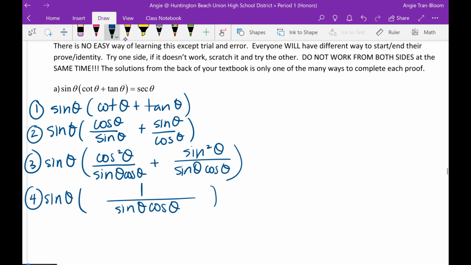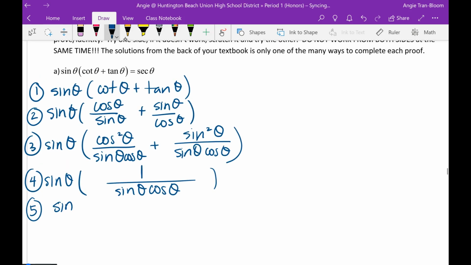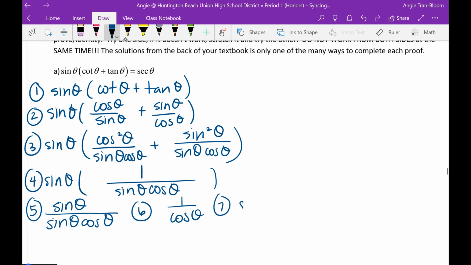Amanda, what do you want to do next? Multiply, so it's like sine theta over sine theta. Yeah. Perfect. Can I leave it like that? Cancel out the sine. I can cancel the sine. So step 6, what do you have left? 1 over cosine theta. And step 7, what do you have left? Secant. Yes. And guys, secant is what we wanted.